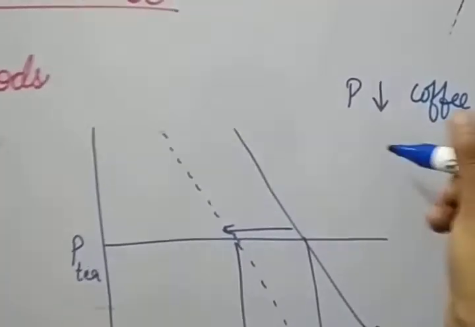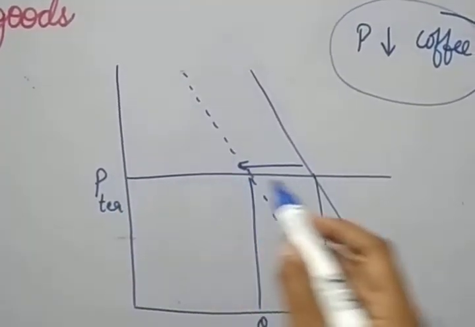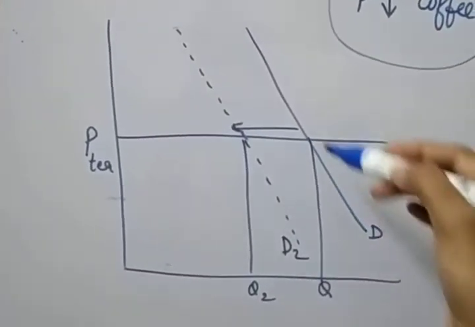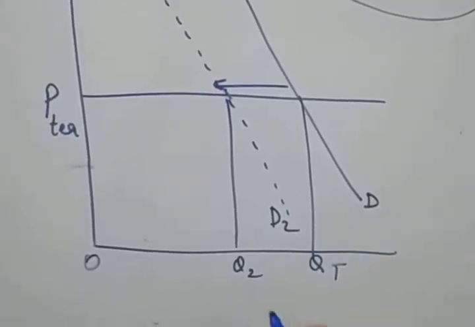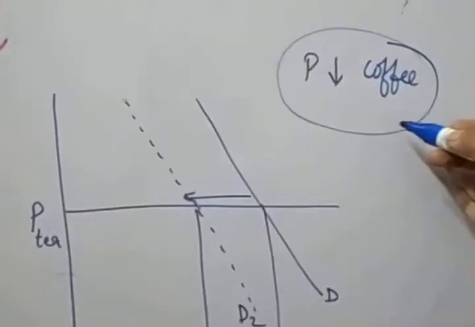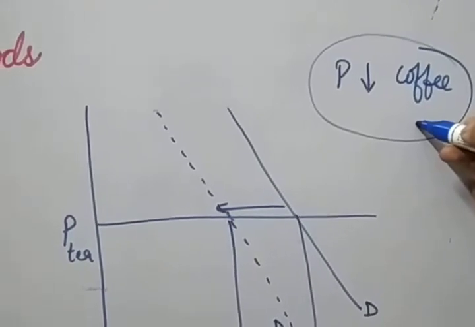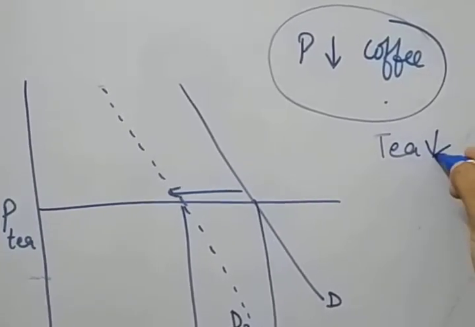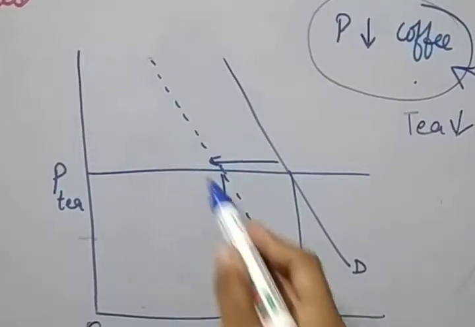That is the new demand curve when the price of the coffee, the substitute good, increased. Similarly, if the price of coffee decreases and there is no effect on the price of tea, which remains the same, the initial demand curve is D. At that time OQ quantity, QT, is purchased by the consumer of tea. Now if the price of coffee reduces, the consumer can shift consumption from tea to coffee, so he will reduce the consumption of tea.